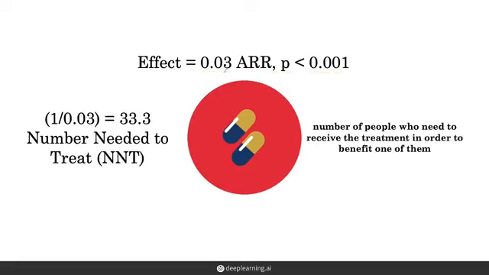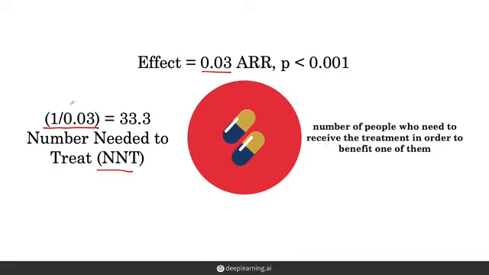The absolute risk reduction of 0.03 has a more interpretable definition in another related measure of treatment effect, which is the number needed to treat, or the NNT. Now, the NNT is simply the reciprocal of the ARR, so it's 1 over 0.03. And the number needed to treat tells us the number of people who need to receive the treatment in order to benefit one of them.